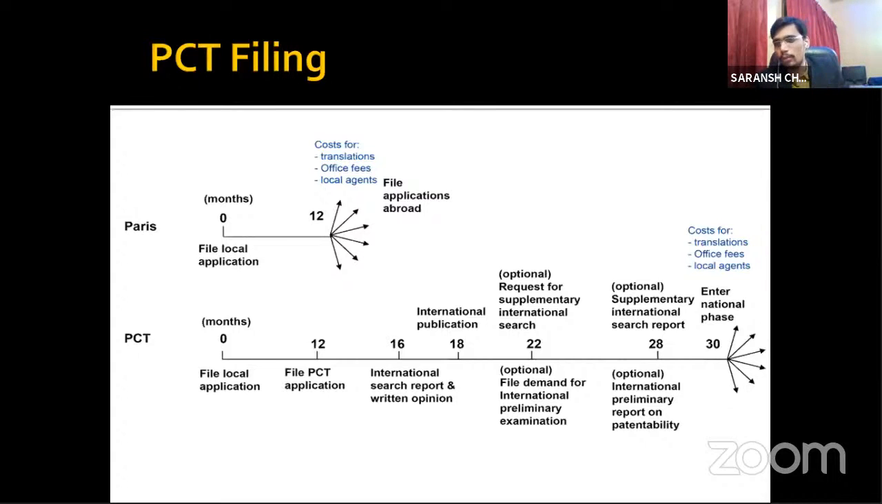So people get confused. People try to calculate the term from the priority date, but it is wrong. You have to calculate the term from the international filing date, that is the filing date of the PCT. These are all the small intricacies and nitty-gritty which need to be very clear when we are dealing with a patent application as an advocate or as a student also.